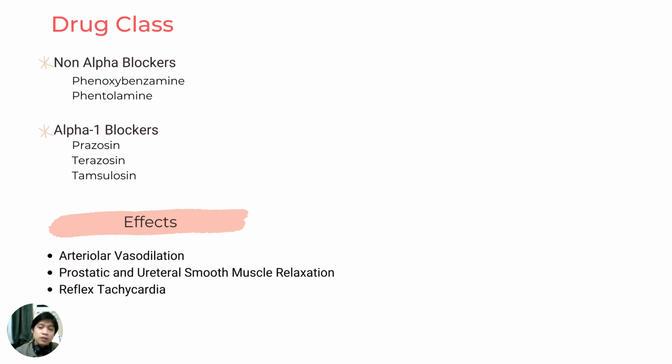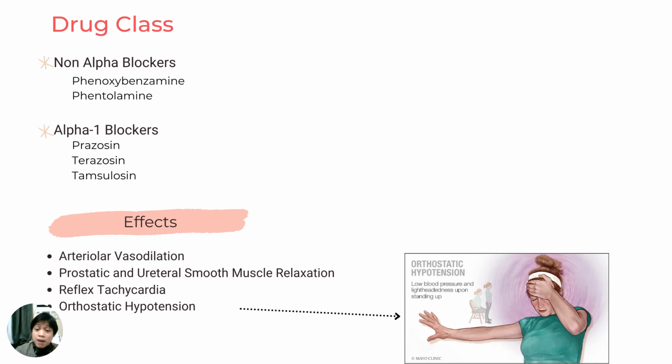Lastly, reflex tachycardia again. Because of vasodilation, blood pressure will decrease. So remember that blood pressure is a force and it propels blood forward. And when blood pressure decreases, the integrity of your perfusion is questionable. So what the heart will do is increase heart rate, okay, to maintain cardiac output. Okay, so this is manifested by orthostatic hypotension.